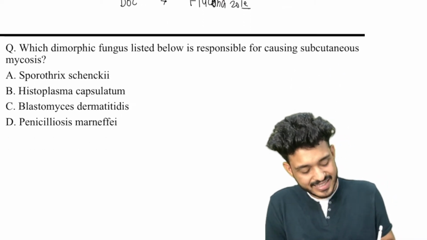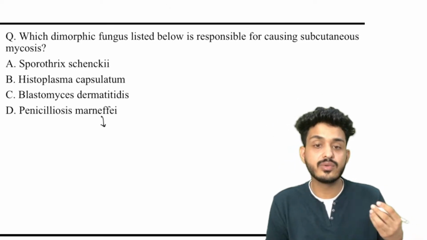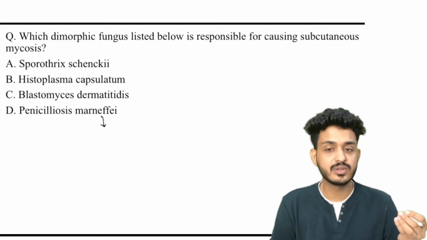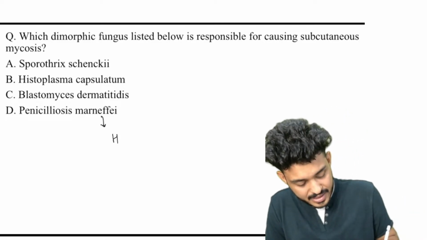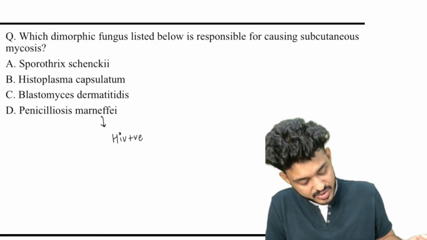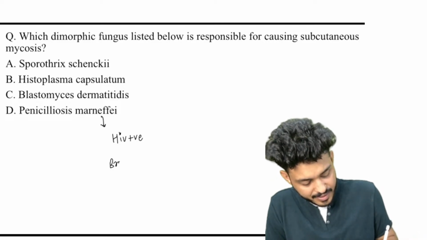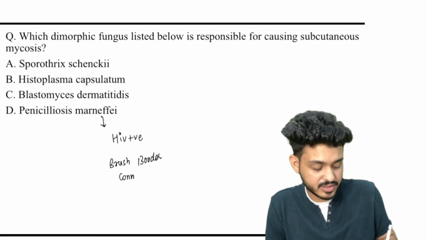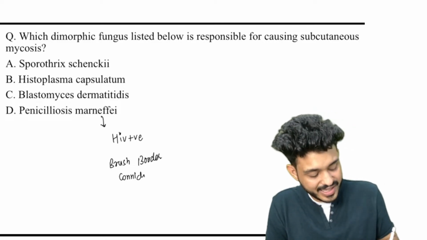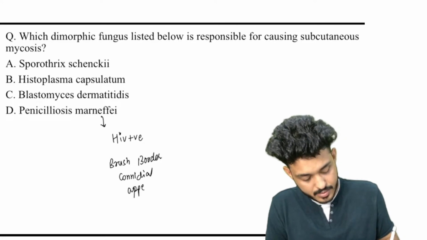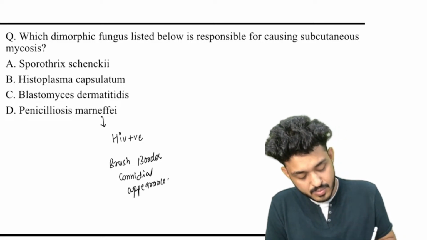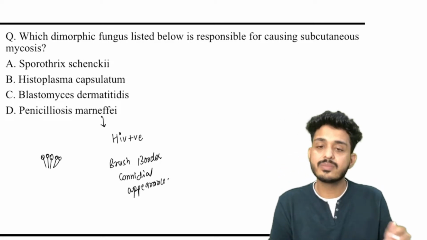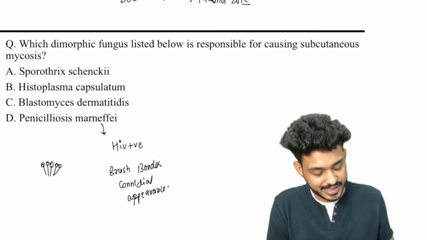Try to rule out Penicillium marneffei. You must have seen the arrangement of the conidia. They are asking simple questions. Here they will be affecting HIV positive patients, and they will have a brush border conidial appearance, like a broomstick. That is your penicilliosis.